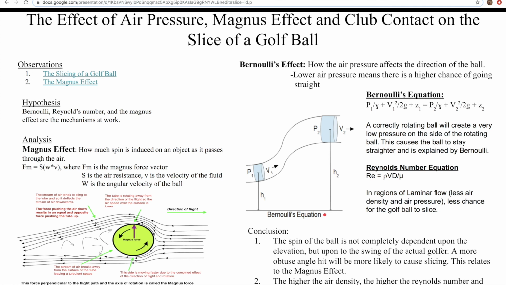If there's less density in the air, the ball will travel a smaller and less high trajectory, which will in turn lead to a lesser likelihood of the ball slicing. At a high density of the air, the Reynolds number is higher, making the flow not laminar but turbulent, and this leaves a higher chance for the ball to slice, and this is based off the Reynolds equation.